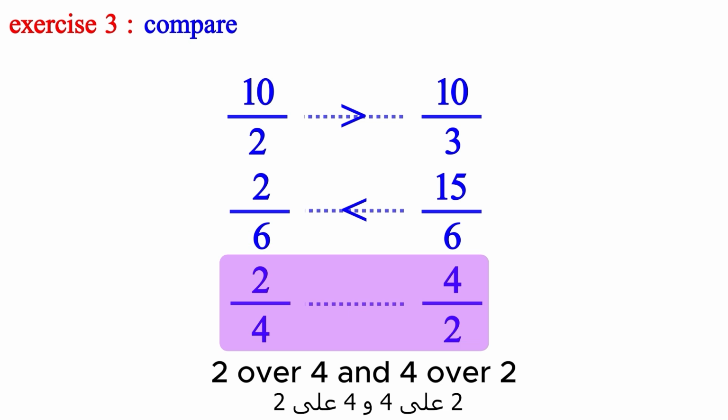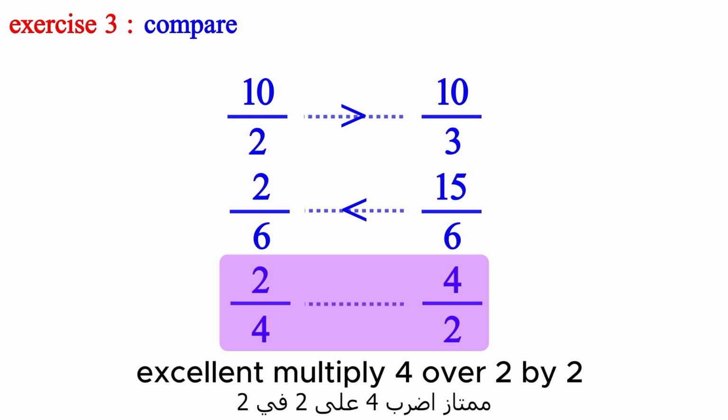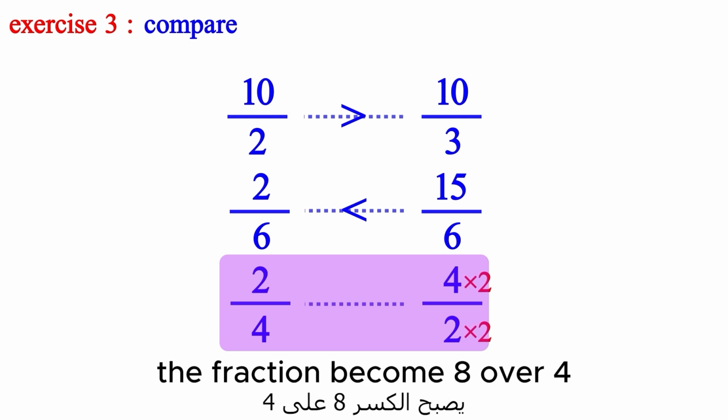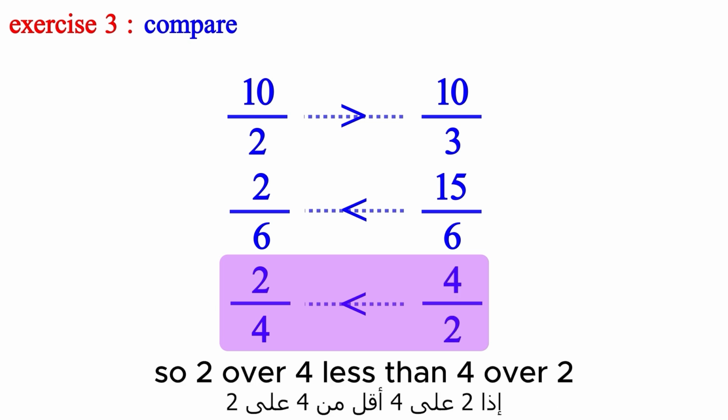2 over 4 and 4 over 2. There is nothing in common, so multiply 4 over 2 by 2. The fraction becomes 8 over 4. 8 is greater than 2, so 8 over 4 is greater than 2 over 4. So 2 over 4 is less than 4 over 2.